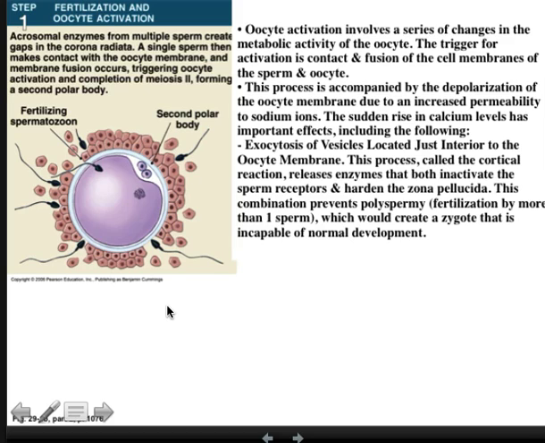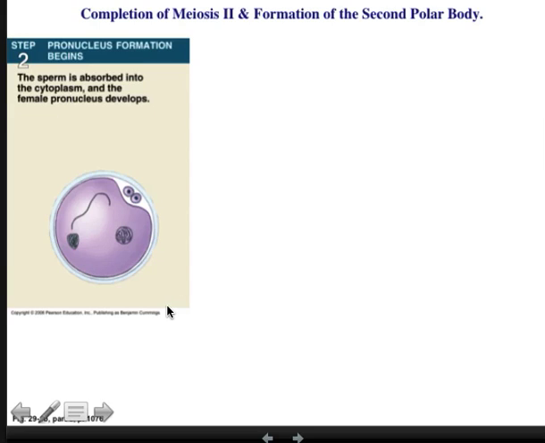The combination prevents something called polyspermy, which would be fertilization of an egg by more than one sperm. This would create a zygote incapable of normal development because we would have massive aneuploidy. We would have something on the order of triploidy or even quadruploidy if that were to occur, if, say, 2 or even 3 sperm were to make it in at the same time.